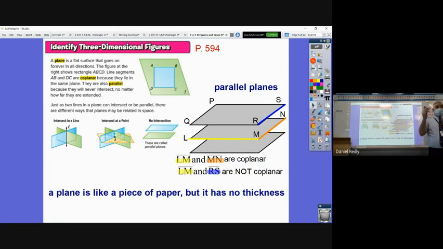Points that are on the same plane are called coplanar. Okay, points or lines that are on the same plane are coplanar. Like these two lines, LM and MN are coplanar. LM and RS are not coplanar. They're not on the same plane. Okay?